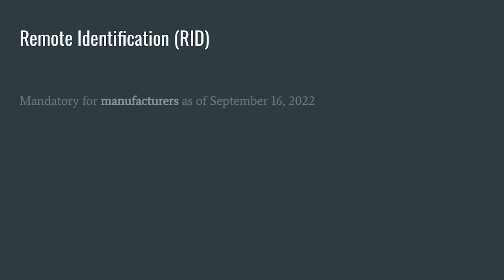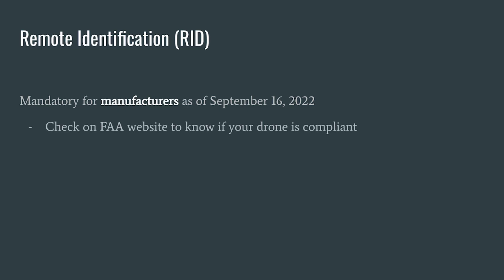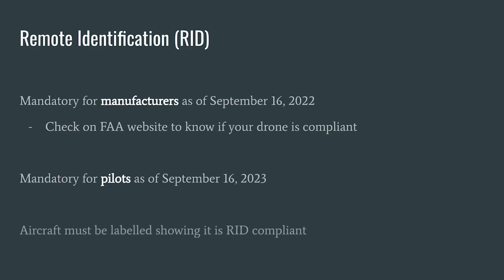Remote ID became mandatory for manufacturers as of September 16th, 2022. You can check on the FAA website to know if your drone is compliant, but if you bought your drone and it was manufactured after September 16th, 2022, it should be compliant. It became mandatory for pilots to be compliant as of September 16th, 2023. Aircraft must also be labeled showing it is RID compliant through the registration number.